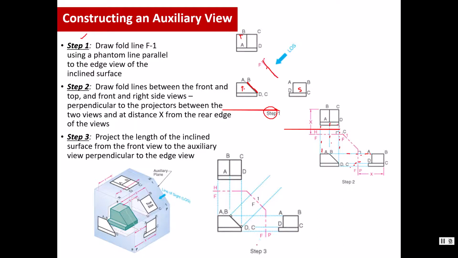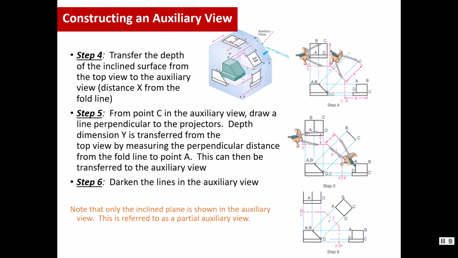And step 3, project the length. Okay, so after that we project the length. Because it's parallel to each other, so we project it. Okay, step 4, we transfer all the information such as the distance between point C to this line. So point C to this line should be the same.